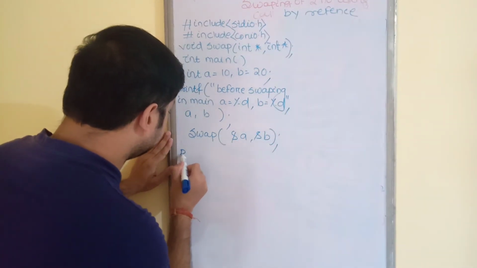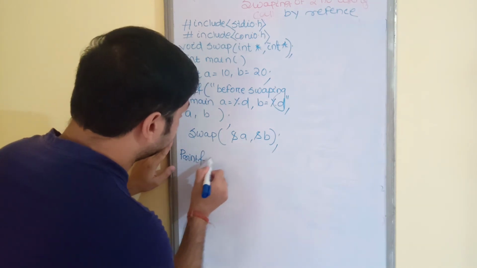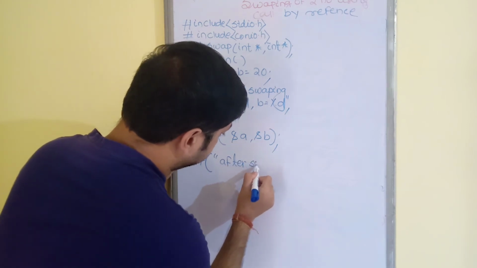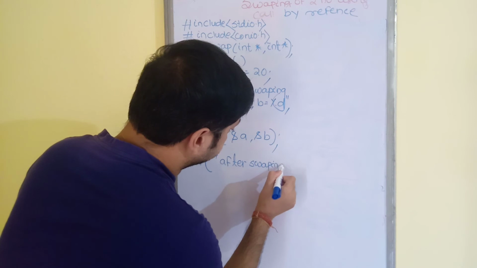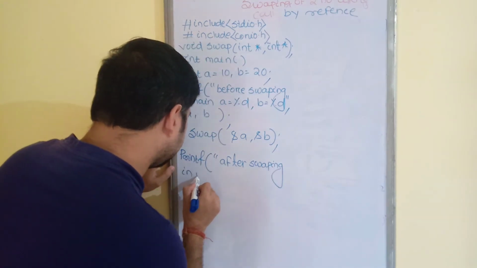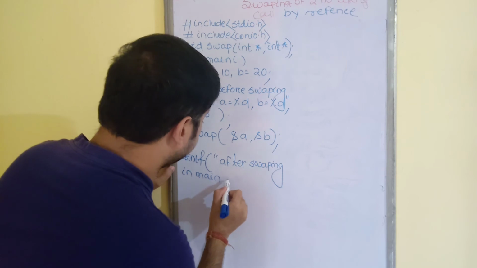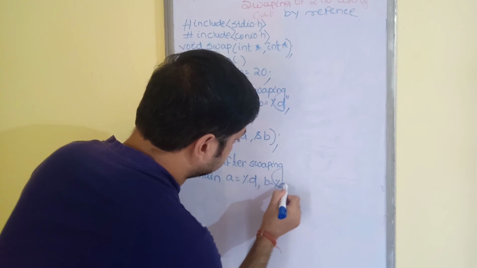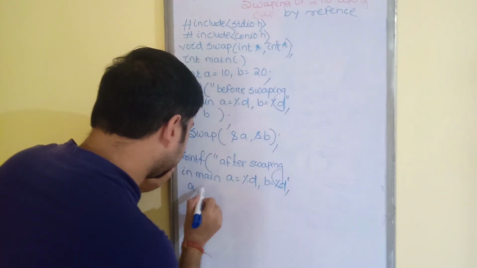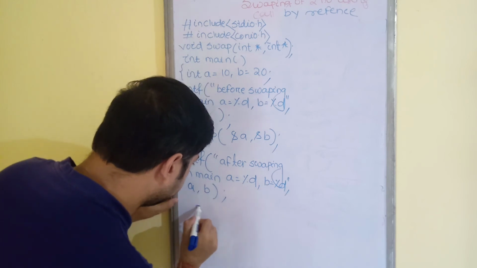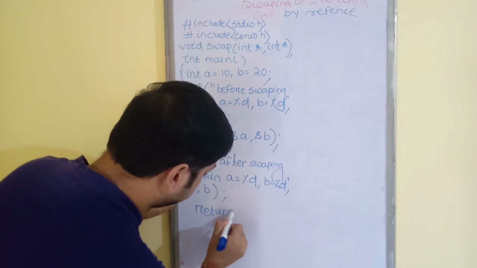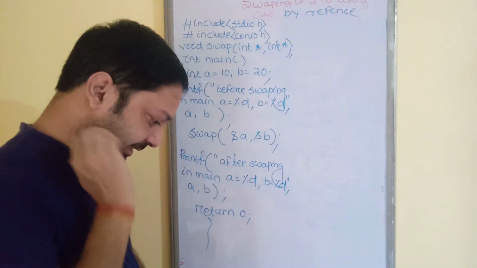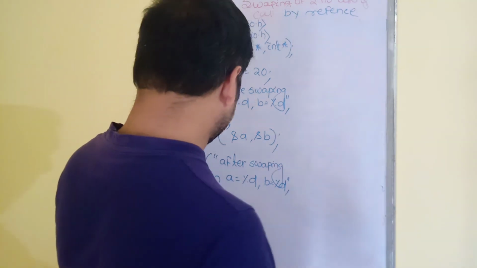Now I can write here, you can see that is the same thing, printf after swapping in main, a equal to percentage d comma b equal to percentage d, that is a comma b. Now that is return 0. Now next one we will see the definition part.